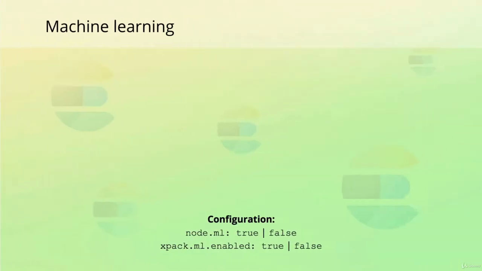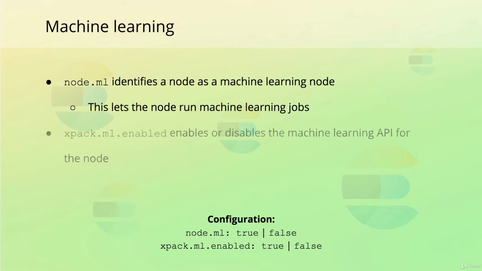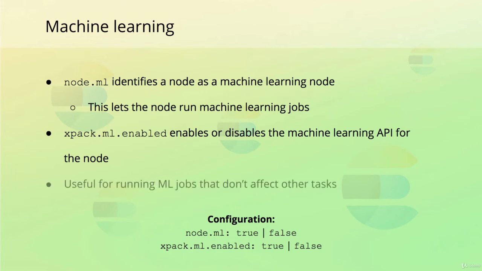If you intend to make use of machine learning, there are two settings related to this feature. The first one, named node.ml, identifies a node as a machine learning node if set to true. This enables the node to run machine learning jobs. The second setting is named xpack.ml.enabled, which enables or disables the node's capability of responding to machine learning API requests. If you make use of machine learning, then these two settings enable you to run dedicated machine learning nodes.